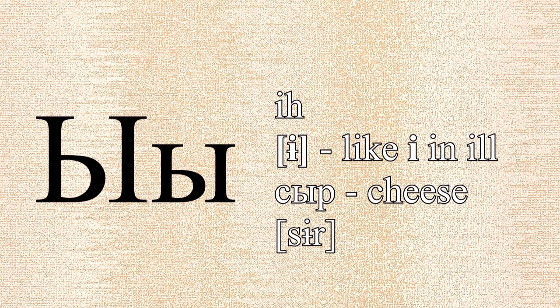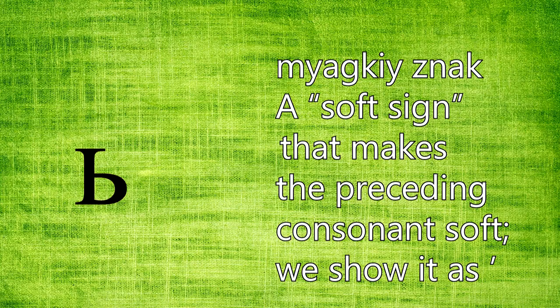Letter Ы, буква Ы, like in ill. For example, сыр, cheese. Мягкий знак, a soft sign that makes the preceding consonant softer.